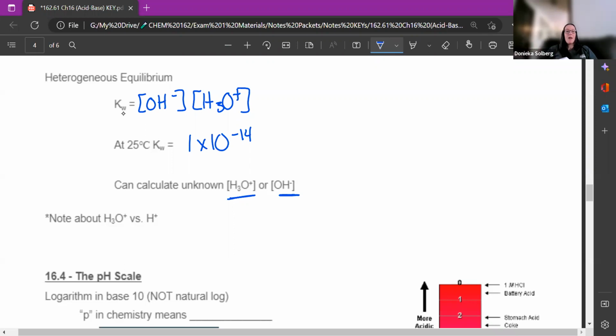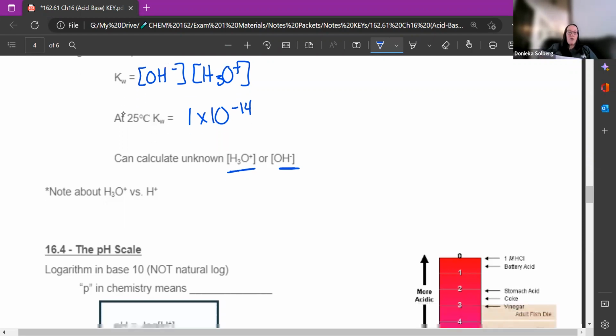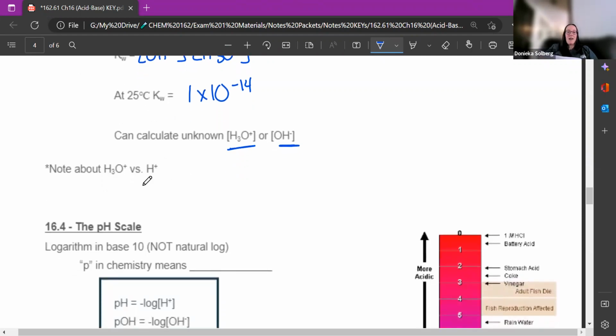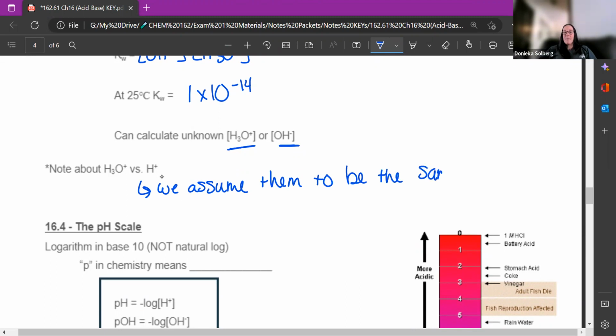Okay, so I am going to make a little note here about the hydronium ion and the H plus ion. We kind of use these interchangeably. We assume them to be the same thing. Okay, so what I mean by that is sometimes we might just write H plus instead of H3O plus. Yes, H plus doesn't exist by itself in water. It's always going to attach to a water molecule. So it's really H3O plus, but sometimes for simplicity reasons, we just write H plus, right?